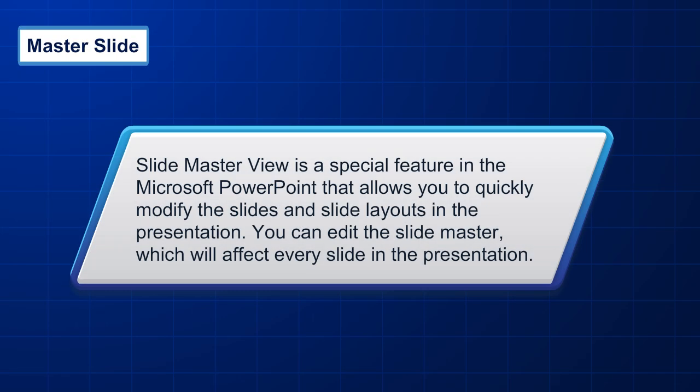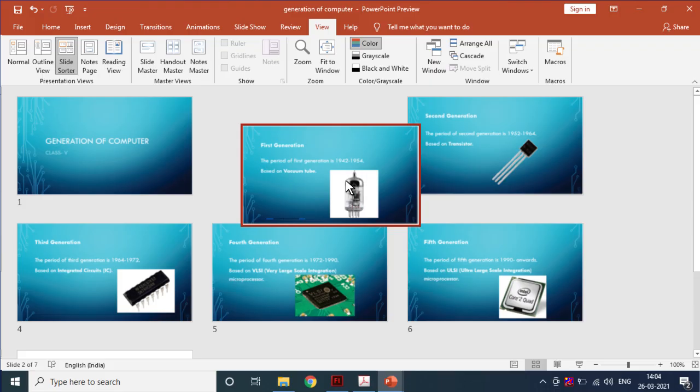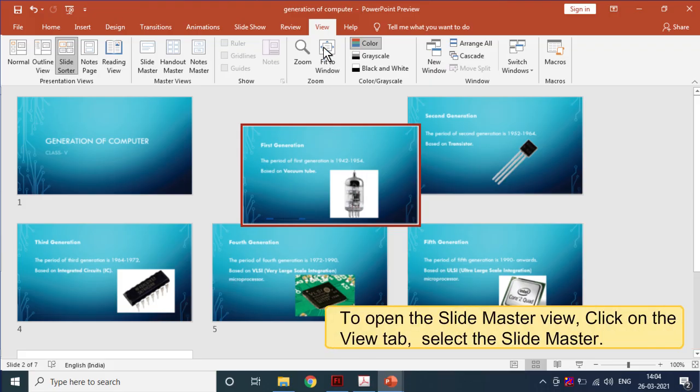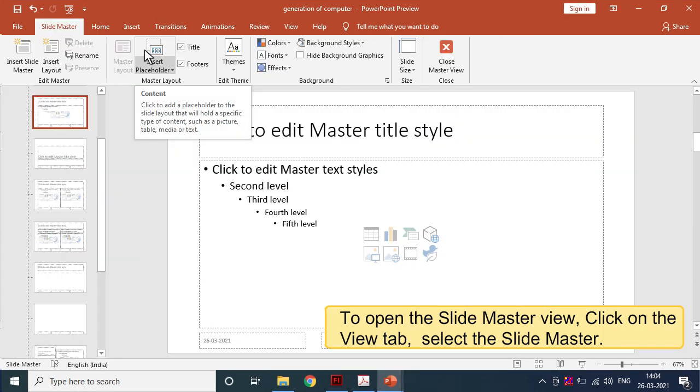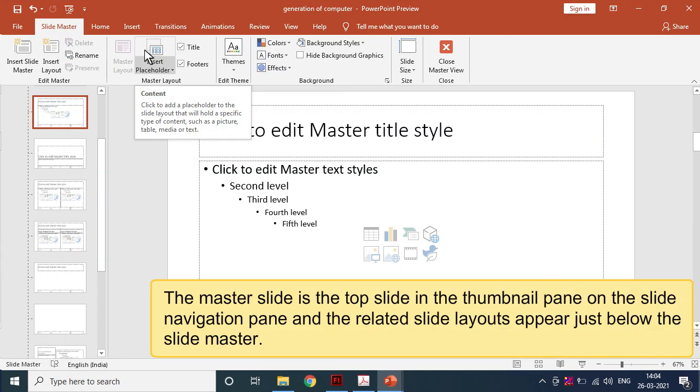Master Slide. Slide Master View is a special feature in Microsoft PowerPoint that allows you to quickly modify the slides and slide layouts in the presentation. You can edit the Slide Master, which will affect every slide in the presentation. To open the Slide Master view, click on the View tab, select the Slide Master. The master slide is the top slide in the thumbnail pane on the slide navigation pane, and the related slide layouts appear just below the Slide Master.